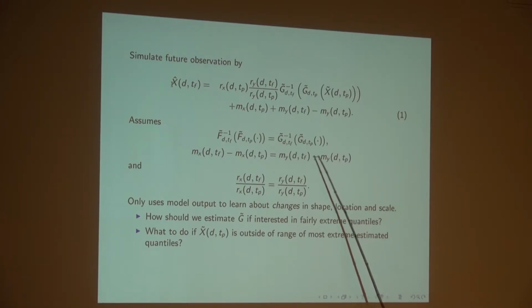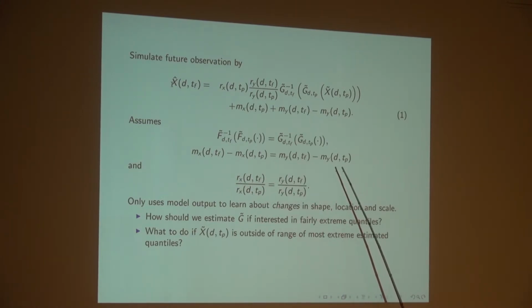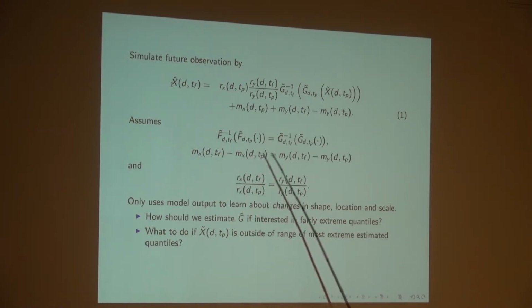The second one says that the change in location, the mean, the median, whatever you want to use, for the model output is similar to what the change in location for the actual observation is going to be, and this is the same thing for the scale. So in all three cases, we're only using model output to look at how the world's going to change, how it's going to change in shape, how it's going to change in scale, how it's going to change in location, as a function of D and T.